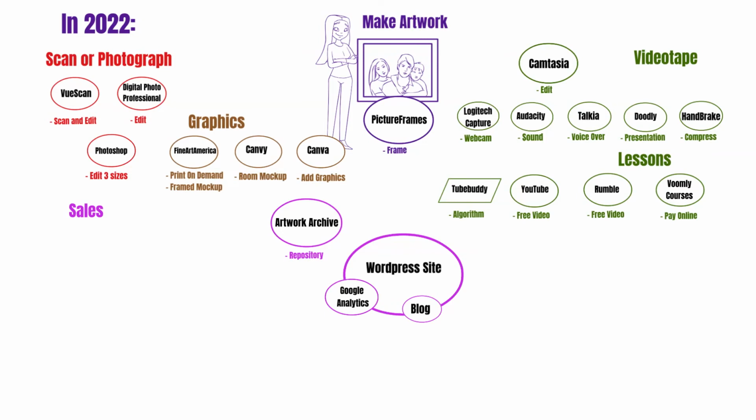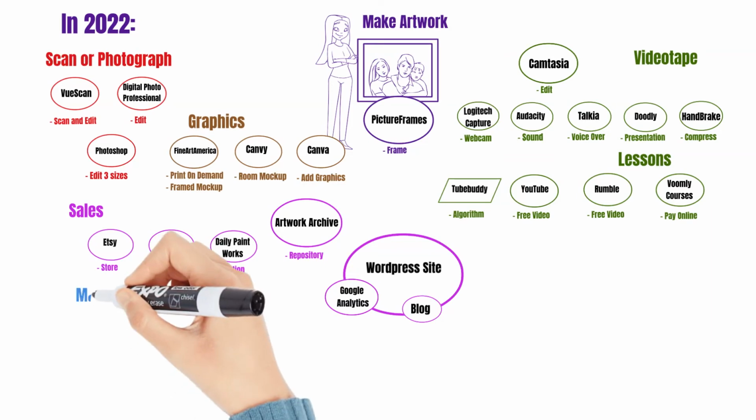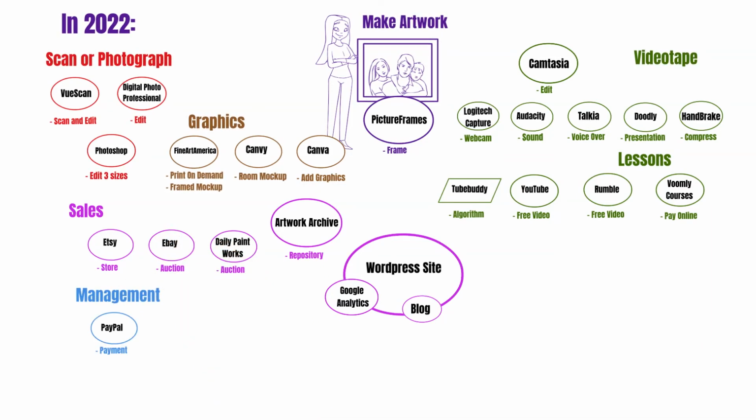Additionally, I have an Etsy store, which I am not currently using. Plus, I have an eBay store and a daily Paintworks gallery where I can offer auctions. I can receive payments through all these sales sites. I manage my business as before. I use PayPal or checks to collect funds. I still do my own bookkeeping and taxes.